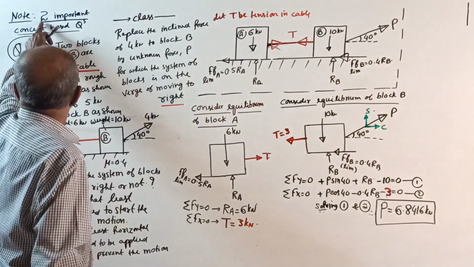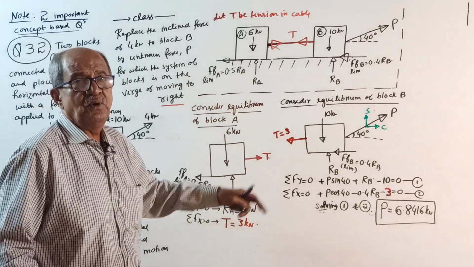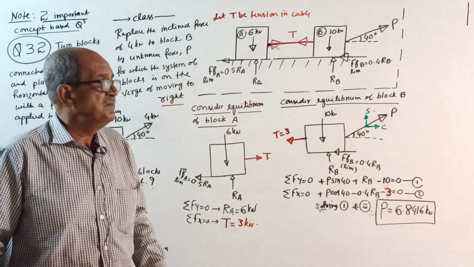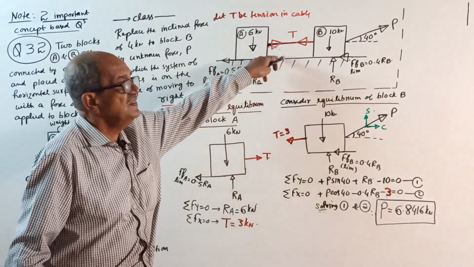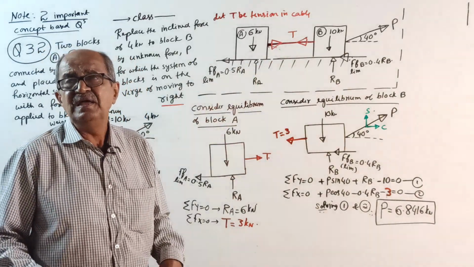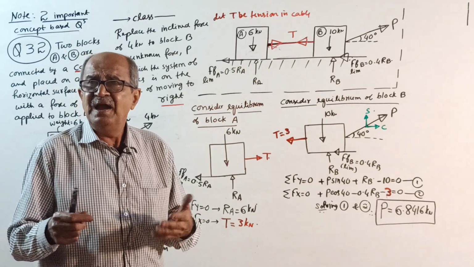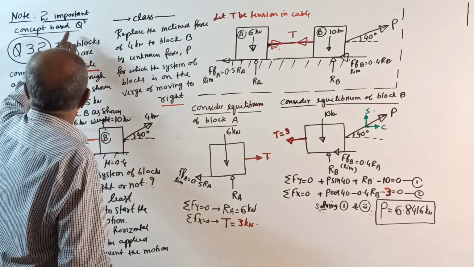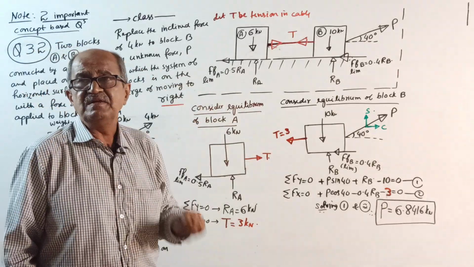Now, note, this is a concluding class for two blocks connected by sometime cable, sometime a rod. That does not matter now. You know it. If cable, it will be in tension. If rod, it can be either tension or compression. Now, the concluding part, two questions are there.